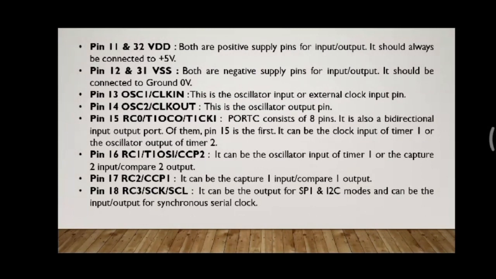Pin 11 and 32, VDD, both are the positive supply pins for input and output and it is connected to plus 5 volts. Pin 12 and 31, VSS, both are negative supply pins for input and output and it should be connected to ground, 0 volts. Pin 13, OSC1 or clock in. This is the oscillator input or external clock input pin. Pin 14, OSC2 or clock out. This is the oscillator clock out pin.